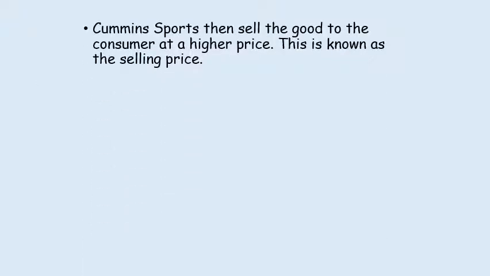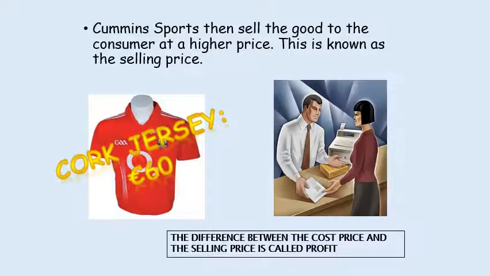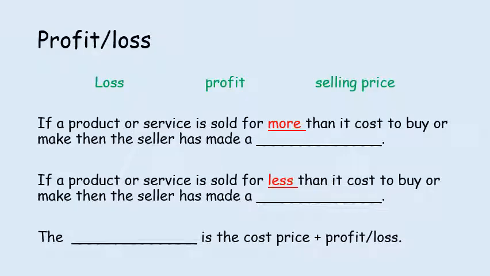Cummins Sports then sell the goods to the consumer at a higher price because obviously they want to make money on them, and this is known as the selling price. So they might sell to the customer for €60. The difference between the cost price and the selling price is called profit, assuming obviously that you actually make more money than you spent. So if a product or service is sold for more than it costs to buy or make, then the seller has made a profit. If the money coming in, your selling price, is bigger than your cost price, then you've made a profit.